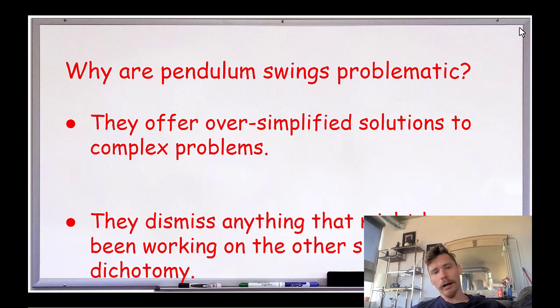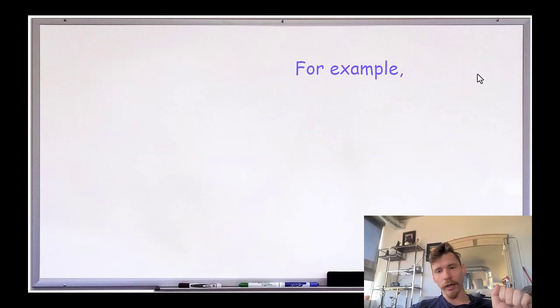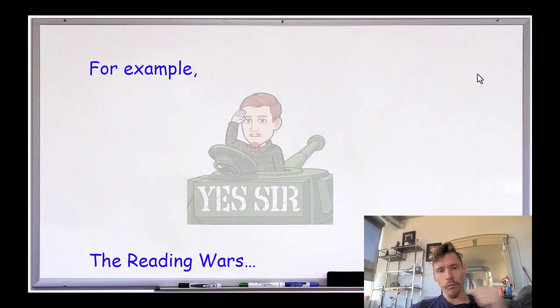And then another problem of these pendulum swings is that they dismiss anything that might have been working on the other side of the dichotomy. And this issue is really prevalent in the reading wars. So let me see if I can break down the reading wars for you.